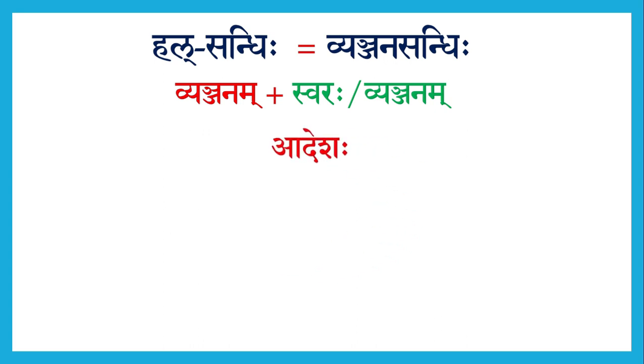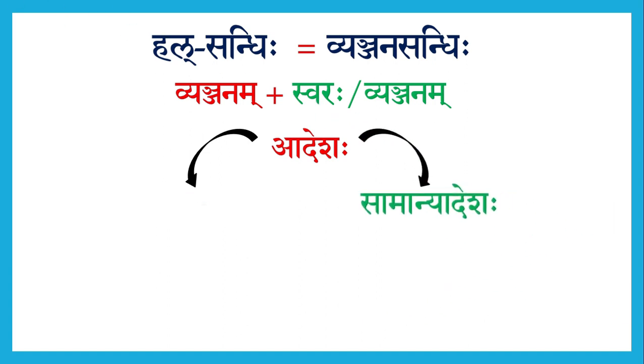Adeshaha are of two types, Ekadeshaha and Samanyadeshaha. When a Purva Varnaha and Paravarnaha come very close during the formation of a Sandhi, then both these letters disappear and instead another letter or aksharam occupies their position. Such a case is known as Ekadeshaha.